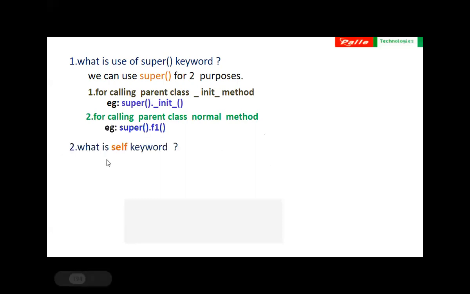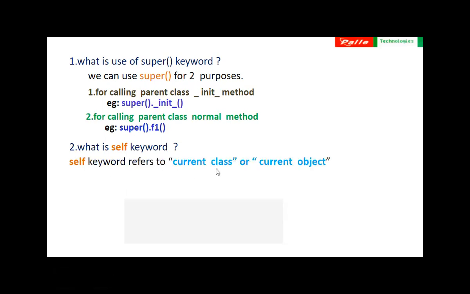So what is the self keyword? It is used to store the value or address. The self keyword refers to the current class or current object, so it will be storing the address of the current object. So what is the use of the self keyword? You have used self so many times. What is the use of the self keyword?